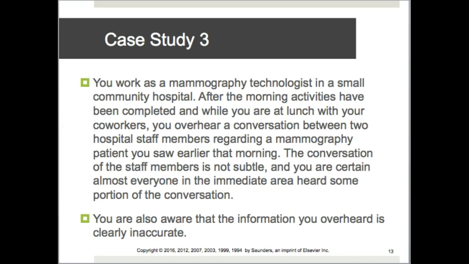So even if you're good friends with these people that are talking poorly about this patient or saying things that aren't true about the patient and other people can hear, what are you going to do? How are you going to handle it?